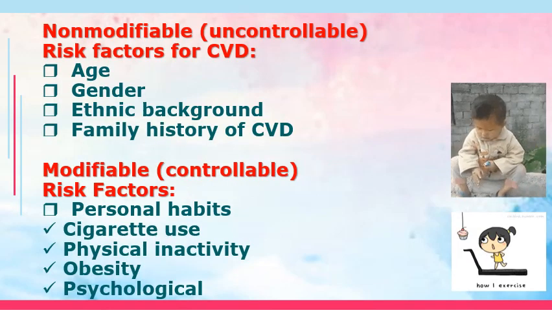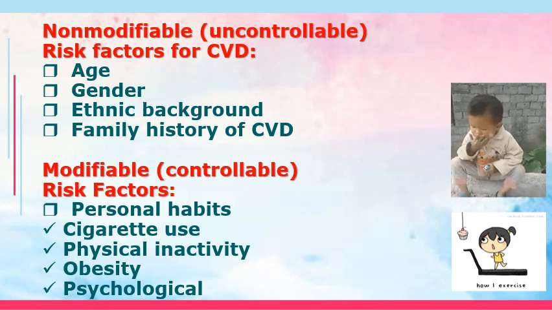During assessment, we need to take note of the non-modifiable and modifiable risk factors that our patients may have. For example, for the non-modifiable factors, we have age, sex, ethnic background, and family history of cardiovascular disease, which also increases the risk for cardiovascular disease for our patient. Now, we'll pay more attention to the modifiable or controllable risk factors, because these are risk factors for which we can educate our patient to prevent the further effects.